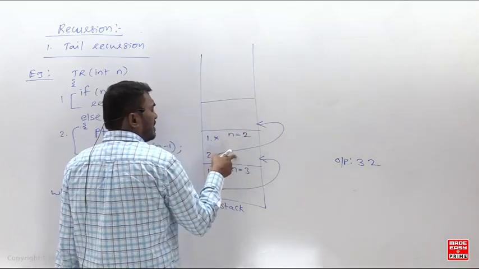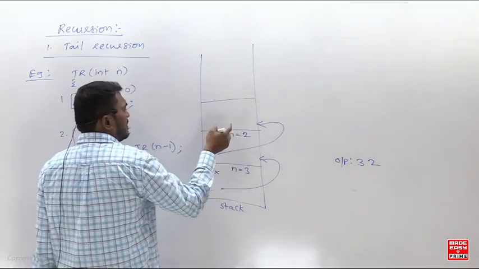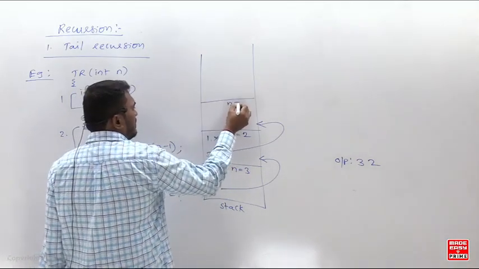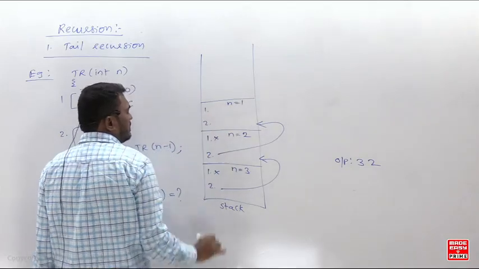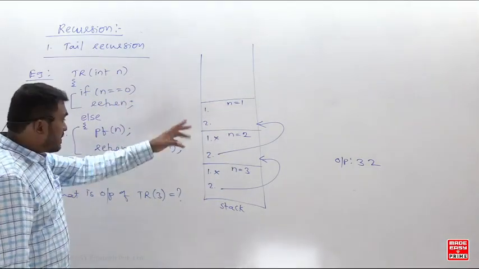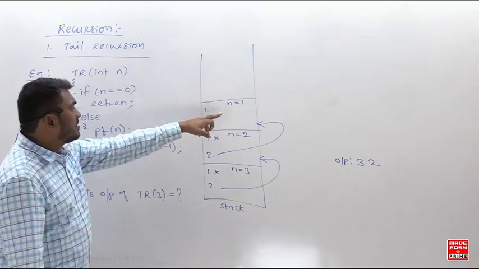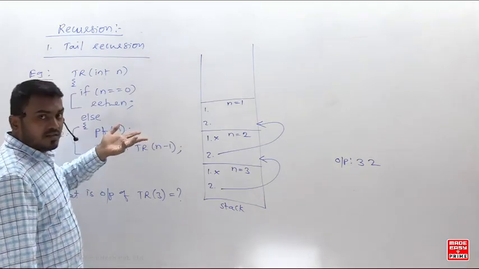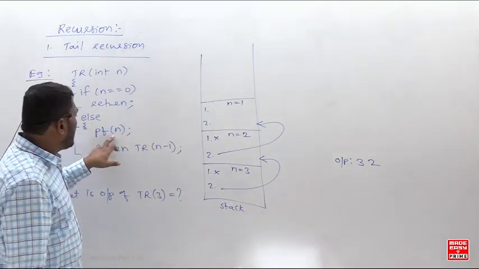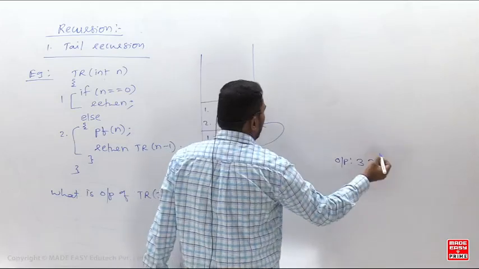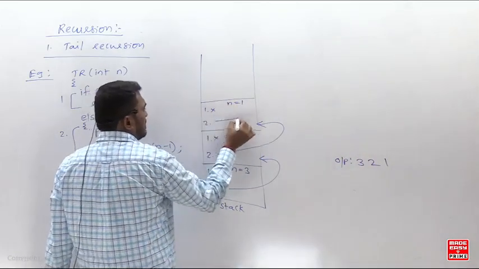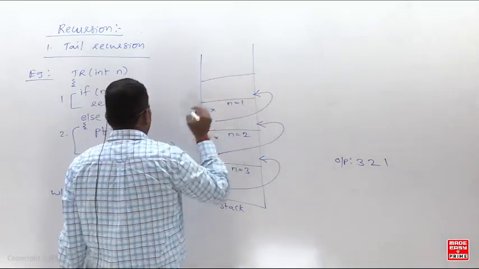So when you say TR of n minus 1, understand here. You are passing n value as 1, and again there are 2 statements. Now what is the first statement? n equal to 0, return. n equal to 0, true or false? False. You are not doing that. And next, printf n value, which is 1. So that is done. And next, the second statement, again recursively calling TR of n minus 1.